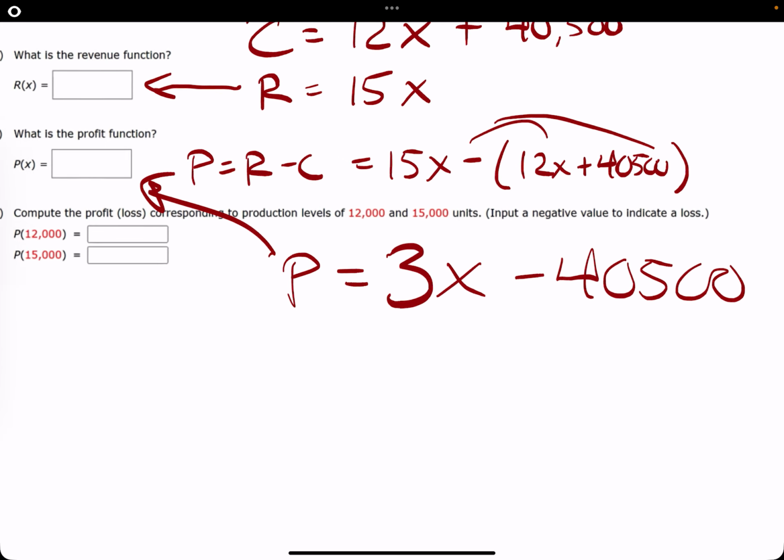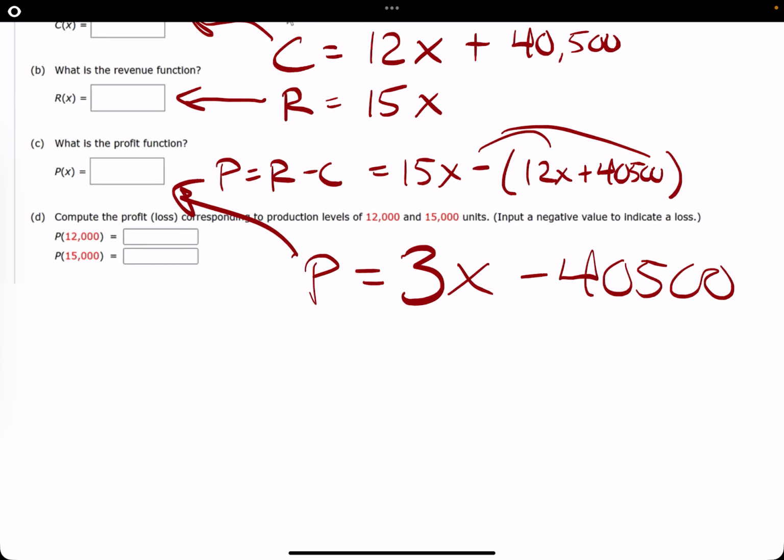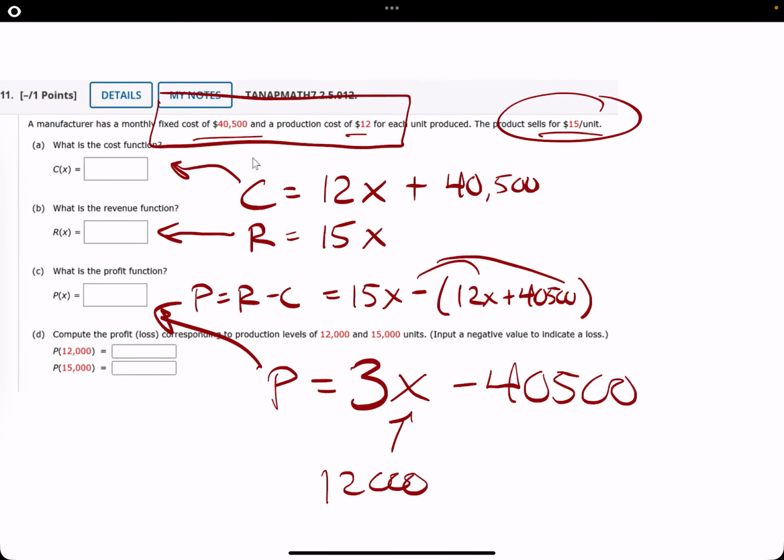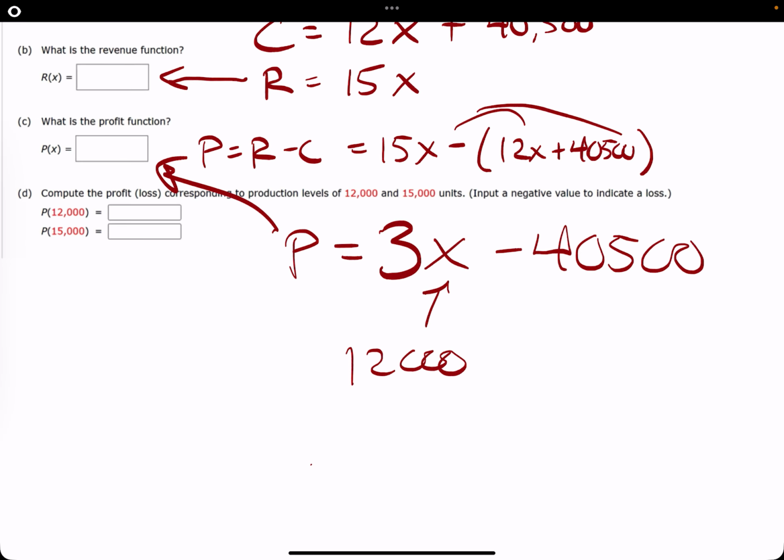I'm not going to demonstrate this because you can plug things in, but all you have to do for these last two parts is plug in 12,000 for your number of units there, and then plug in 15,000 for that, and just calculate those two different profit values.